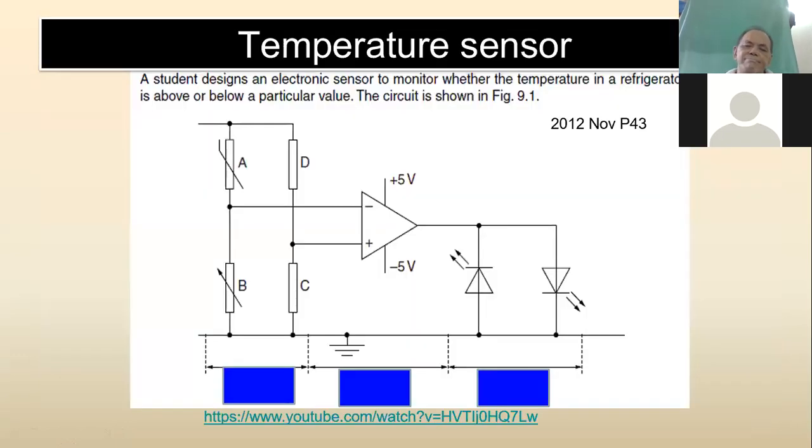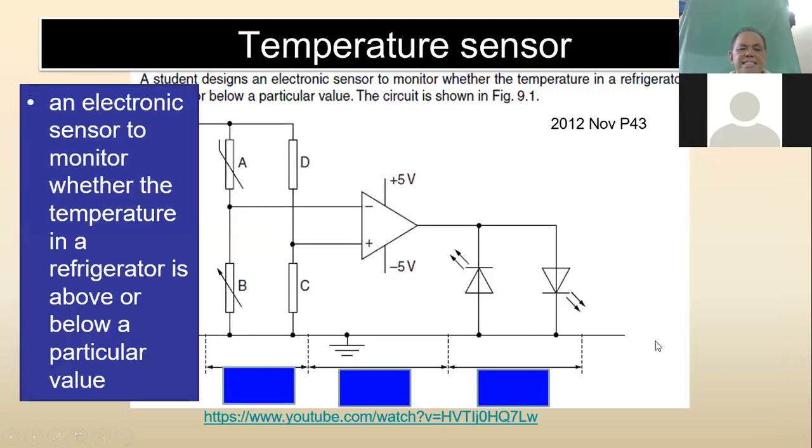Okay, so that is taken from the 2012 November paper 43 from CIE exam. It's an electronic sensor to monitor whether the temperature in a refrigerator is above or below a particular value. That's the input. So we will identify what is F and then what is E later on. This part is called the sensing devices, especially this one. This is your thermistor. This is your variable resistor. It allows you to adjust the temperature that you want.